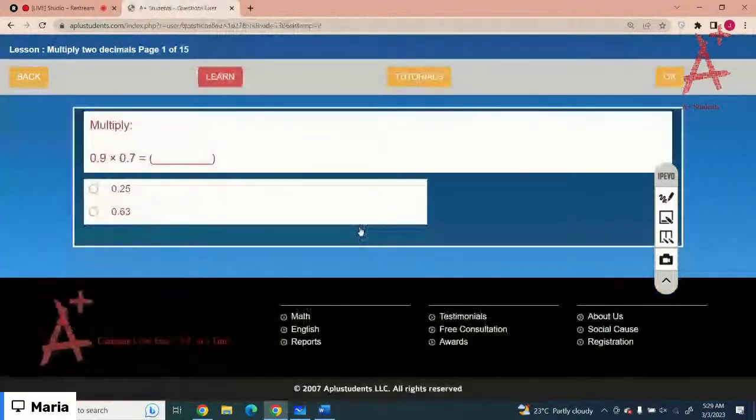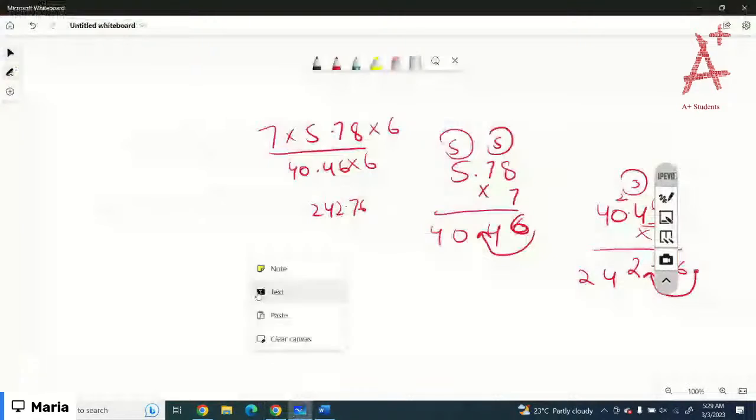The first one is 0.9 times 0.6. So let's just multiply them without the decimal point. Got it?